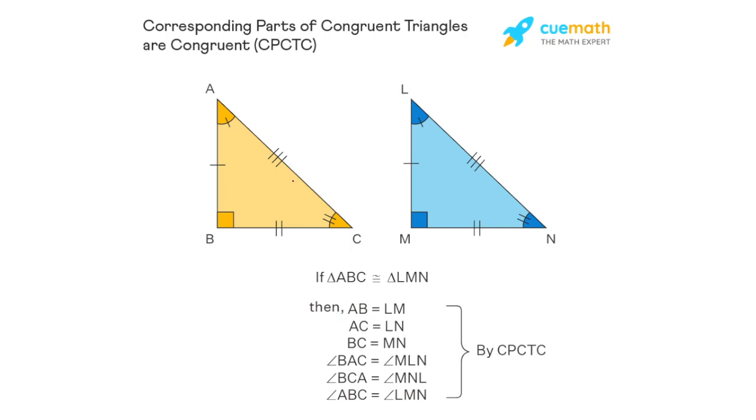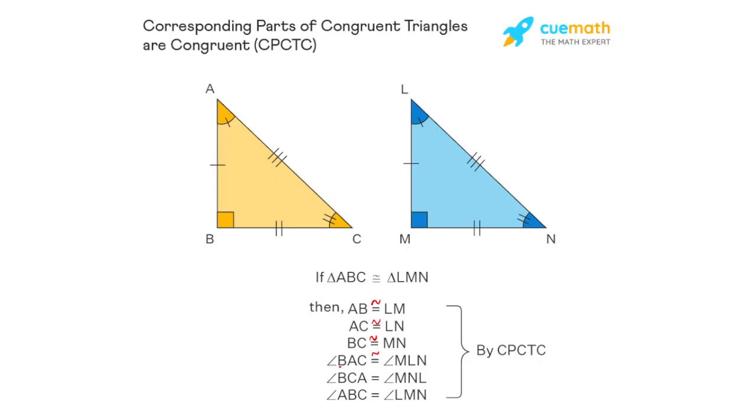We have here an illustration, two triangles, triangle ABC is congruent to triangle LMN. So since the two triangles are congruent, therefore, the parts are also congruent. So as you can see, AB is congruent to LM, AC is congruent to LN, BC is congruent to MN, and we have here angle BAC is congruent to angle MLN.